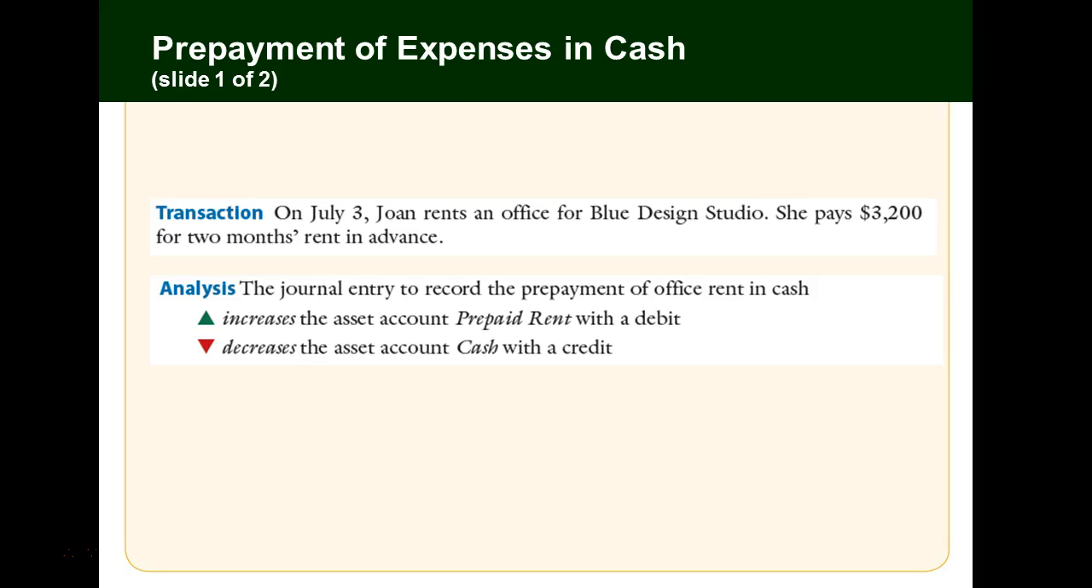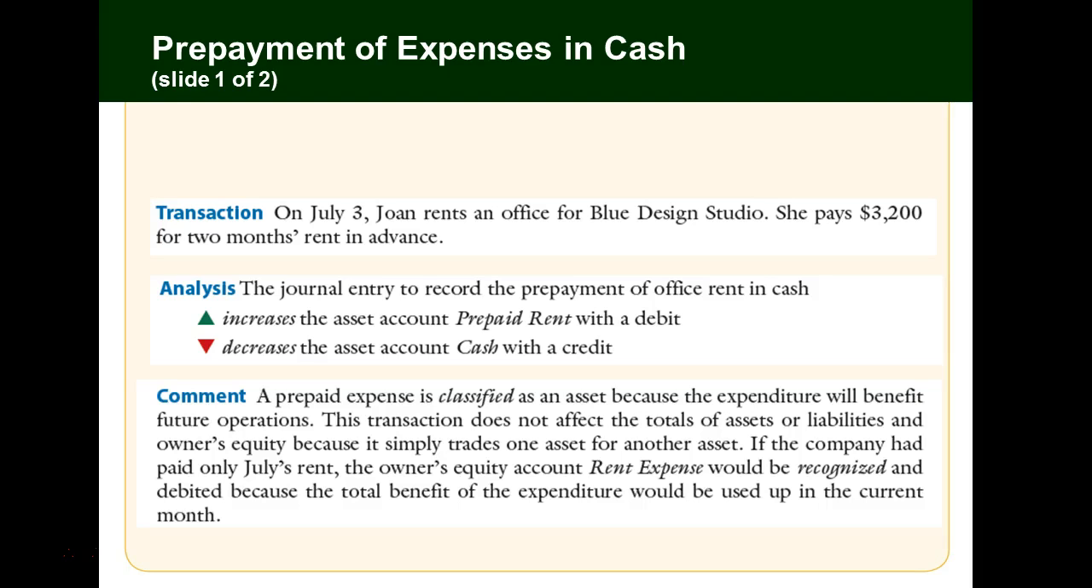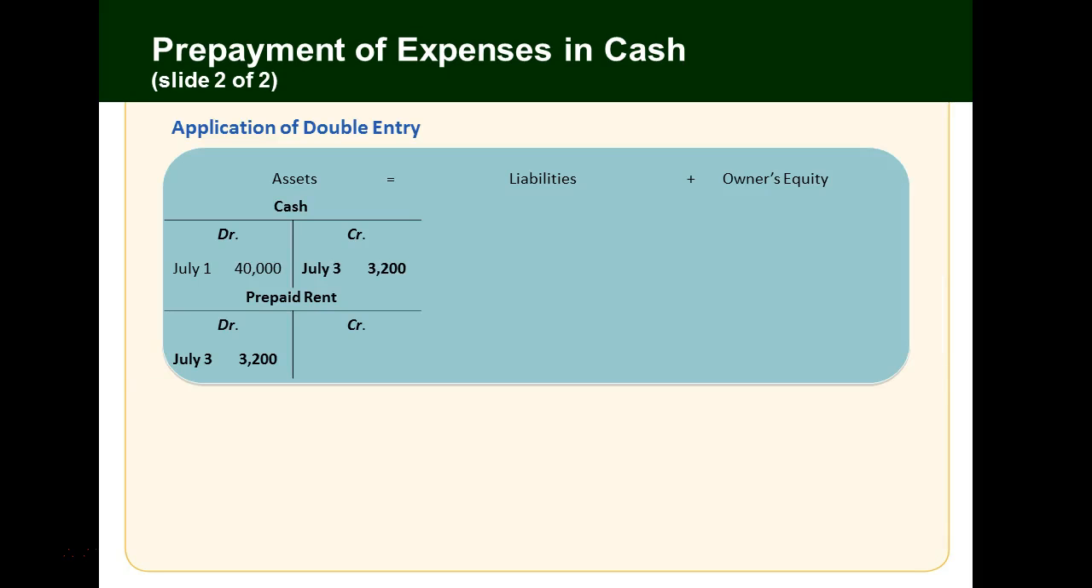Okay? So in this case, Joan rents an office building, pays $3,200 for 2 months' rent in advance. An account classification called prepaid rent's going up, but another account, which is an asset, called cash, is going down. So do you see here? Assets, cash is an asset, it's going down. Prepaid rent is an asset, it's going up.